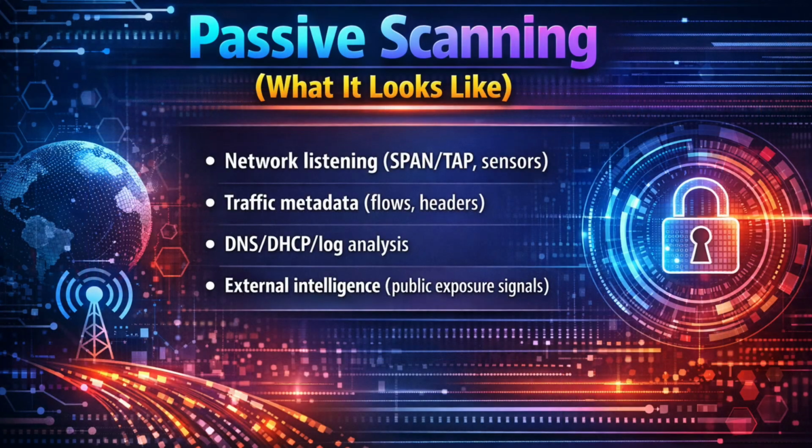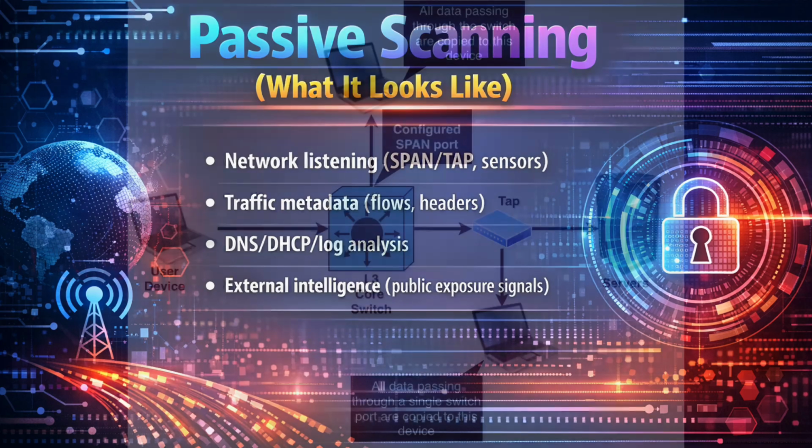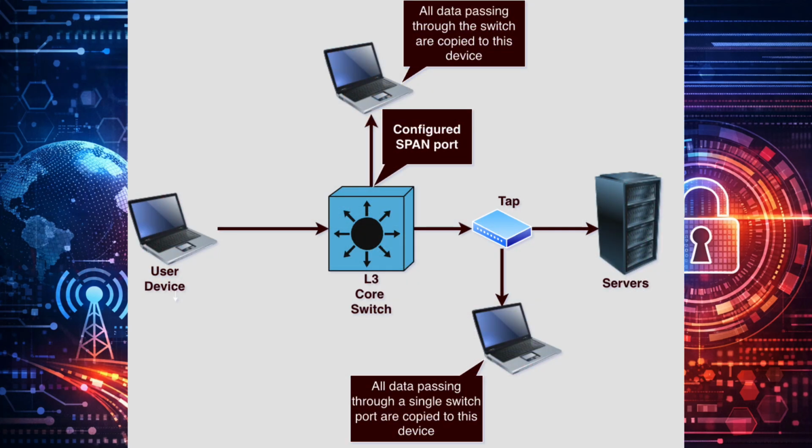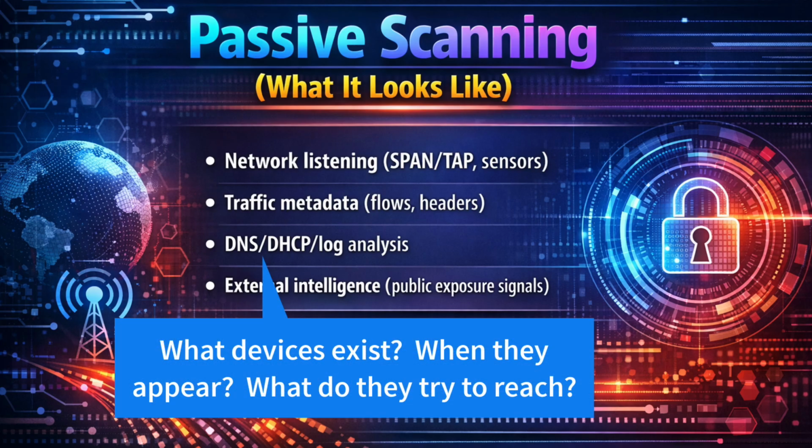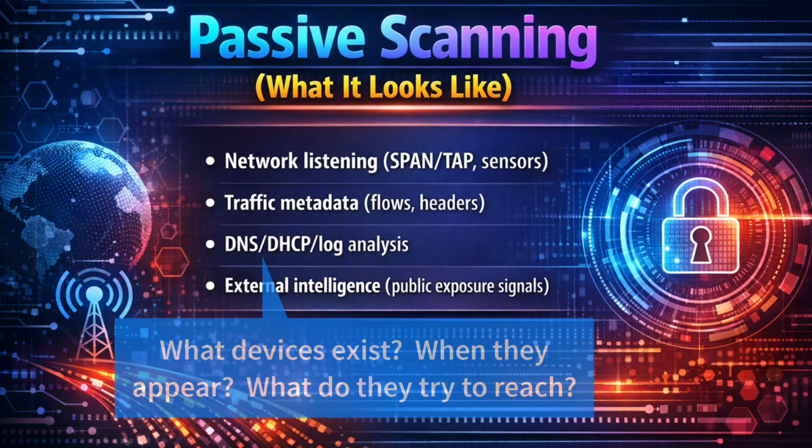Passive scanning gathers information without sending probes to the target. Inside an organization, that often means monitoring traffic via a sensor, SPAN port, or network tap, then extracting patterns from protocols and metadata. You can learn a lot from DNS queries, DHCP leases, and authentication logs. What devices exist, when they appear, and what they try to reach.